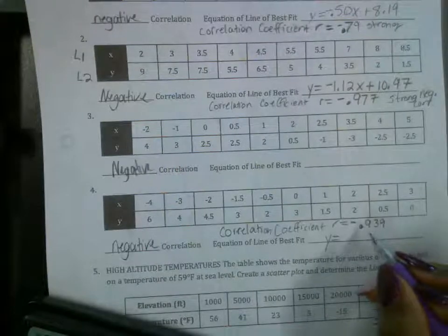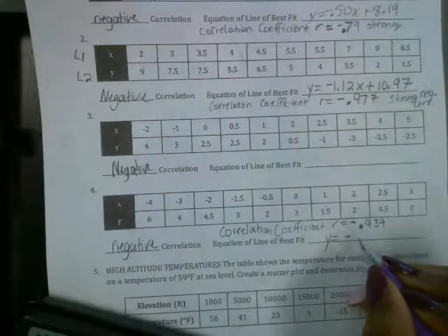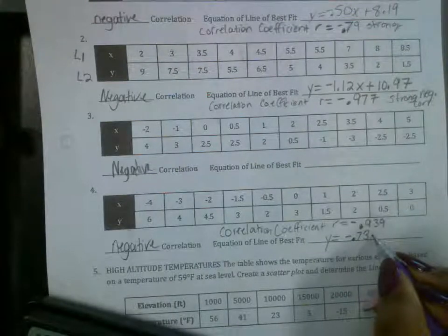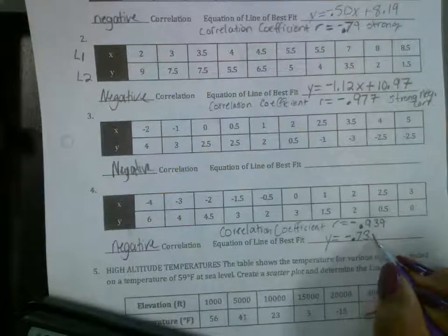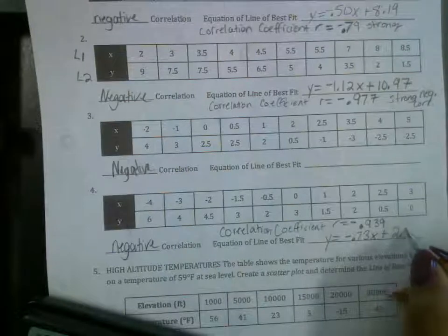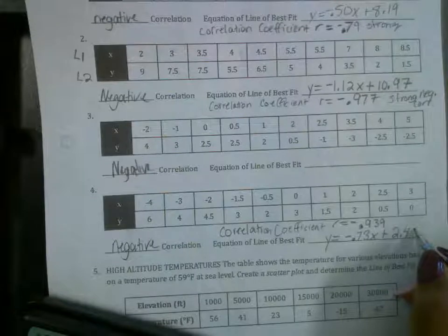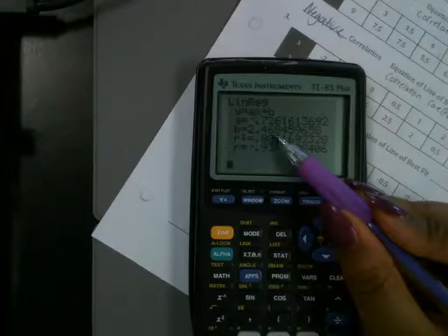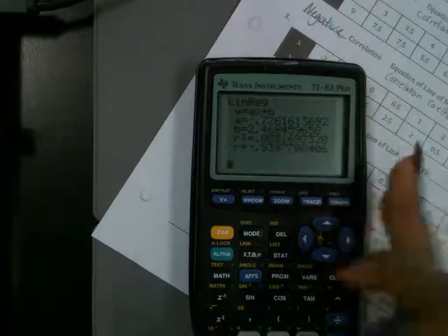Well, we forget. Negative 0.3. X. Then what? Plus 2.4. 2.47. We got to round it up.